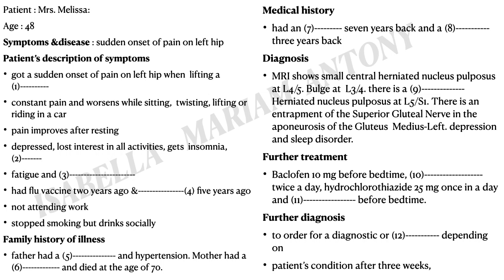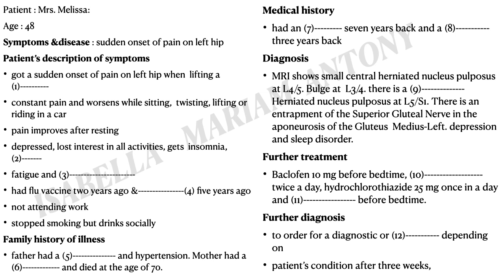Have you been immunized before? Yes, doctor. I had flu vaccine 2 years ago and pneumonia vaccine 5 years ago. Do any of your family members have a history of illness? My father is 79 and had a cerebrovascular stroke and hypertension. My mother had a congestive history of heart failure and died at the age of 70. Tell me if you have any past medical history. I had an appendectomy 7 years ago and a cholecystectomy 3 years ago.